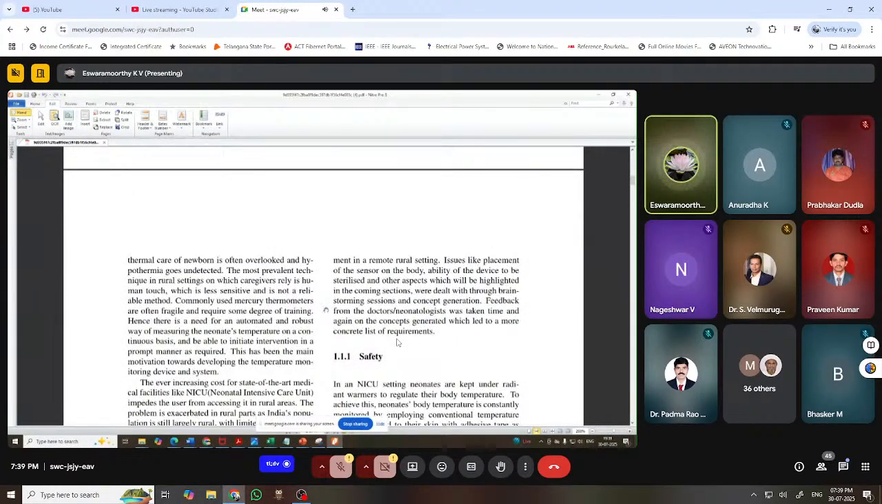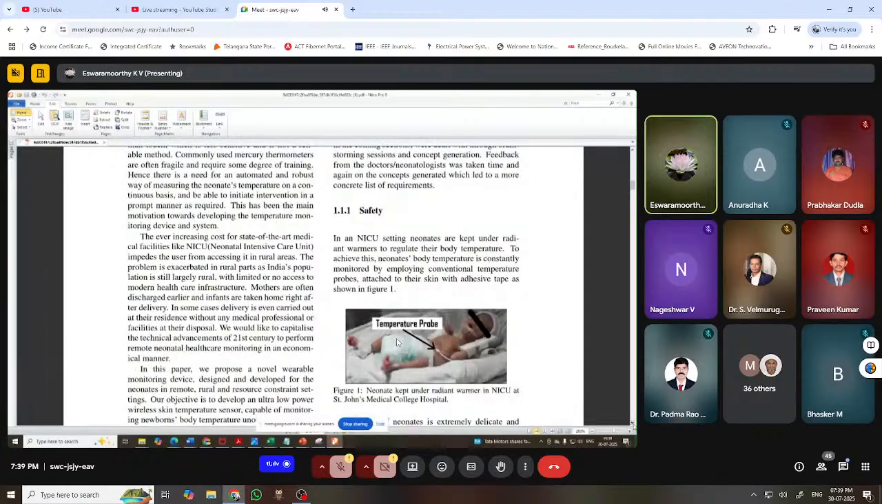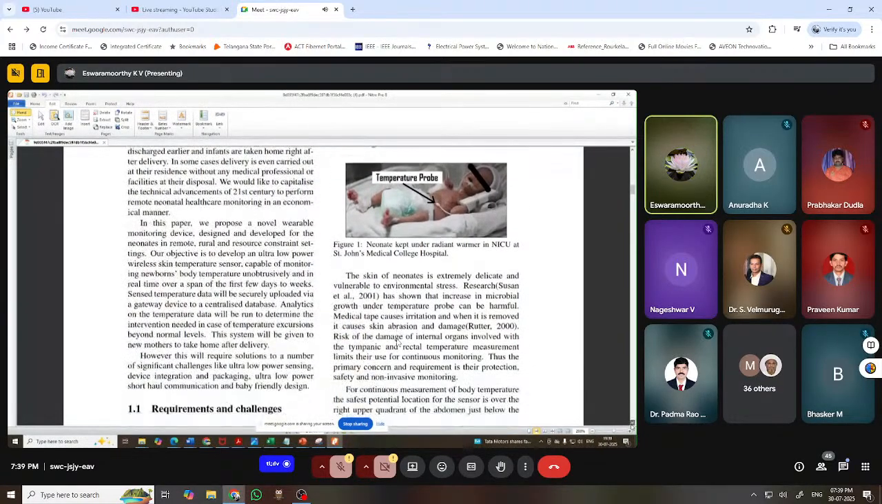And we know that we can't use a thermometer, and we can't use a digital thermometer. We can't keep on monitoring, and only for monitoring we can't have a neonatal intensive care unit because it's a very costly affair. Now this group has designed a temperature sensor, which is a wearable thing on the baby, and the baby is kept in the radiant warmer. So what are the things they have considered, right?